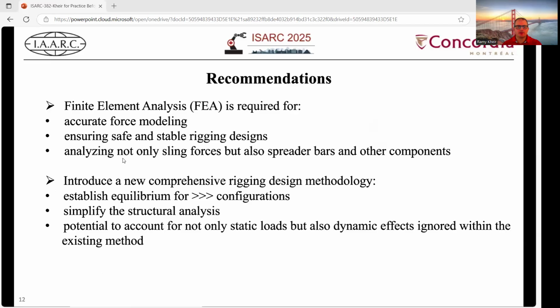Finally, some recommendations. It will be useful to apply the finite element analysis for accurate modeling, for ensuring safe designs, and for performing a comprehensive structural analysis. Also, the study has revealed the necessity for a new design method capable of establishing equilibrium for large rigging assemblies using a simple structural analysis tool that can take into consideration dynamic effects, not only static loads.